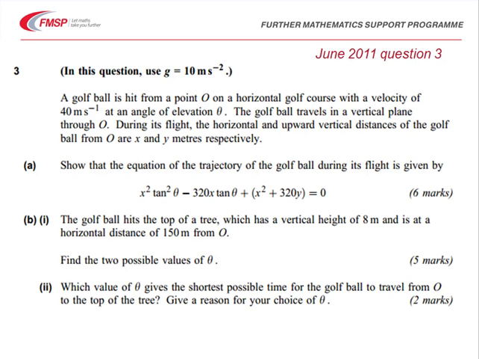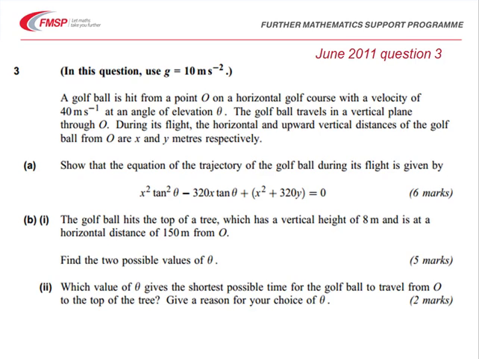The question says that we have a golf ball which is hit from a point O on a horizontal golf course with a velocity of 40 meters per second, and the angle of elevation is given as theta. During the flight, the horizontal and upward vertical distances of the golf ball are to be represented by x and y respectively, so a standard xy Cartesian plane. We have to show that the equation of the trajectory of the golf ball is given by x squared tan squared theta minus 320x tan theta plus x squared plus 320y equals 0.